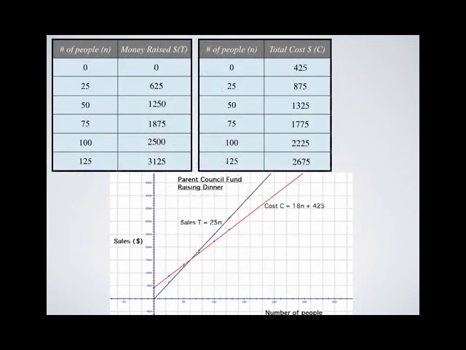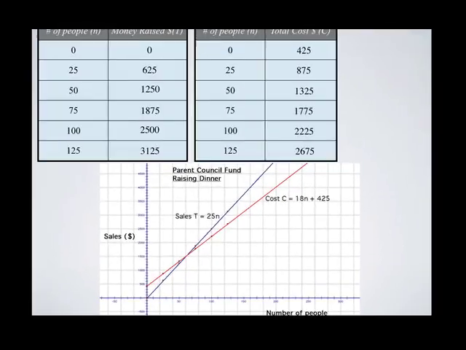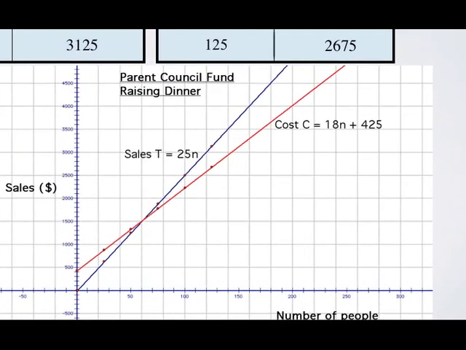If we examine these two tables of values and the two graphs, we would see the red line representing the cost and the blue line representing the amount of money raised from tickets. Notice that the blue line goes through the origin, which makes it an example of direct variation. It goes through the origin because if you don't sell any tickets, you won't raise any money. However, the red line does not go through the origin. That's because even if nobody comes to the dinner, it still costs $425 to rent the hall.